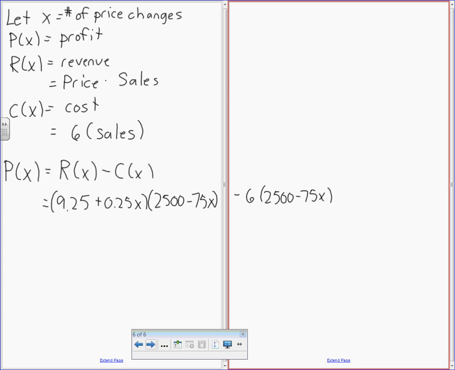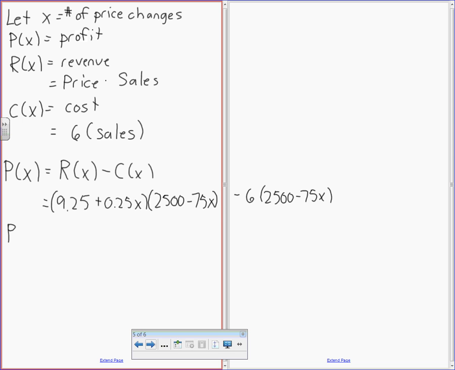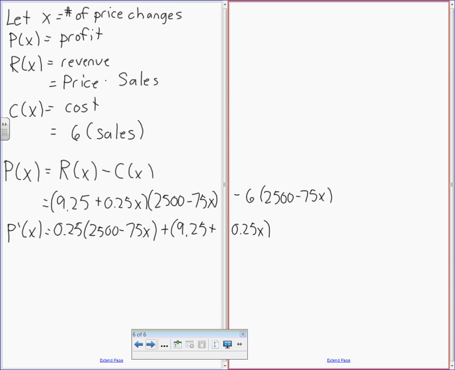Now you can foil it out if you want to. I'm just going to use product rule. Okay, you may foil it out if that's easier for yourself. So P prime of X is going to be the derivative of the first bracket, which is 0.25 times 2,500 minus 75x, plus the first bracket times the derivative of the second, times negative 75. And then this is going to be a second derivative right here, so that's just going to be then plus 75.